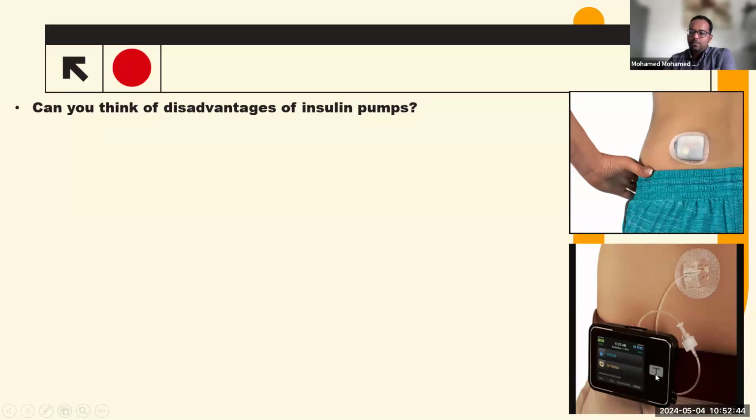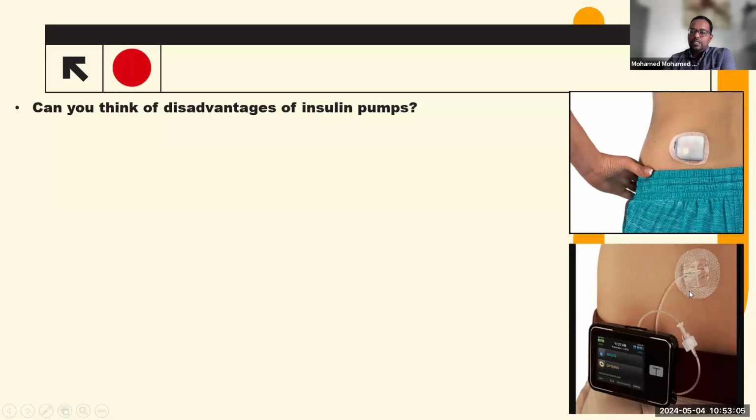The tethered pump, the most common type is a T-slim pump. That's the pump. This is the tubing system that goes all the way around, and this is the cannula. So all you change is this cannula. The pump is permanent.